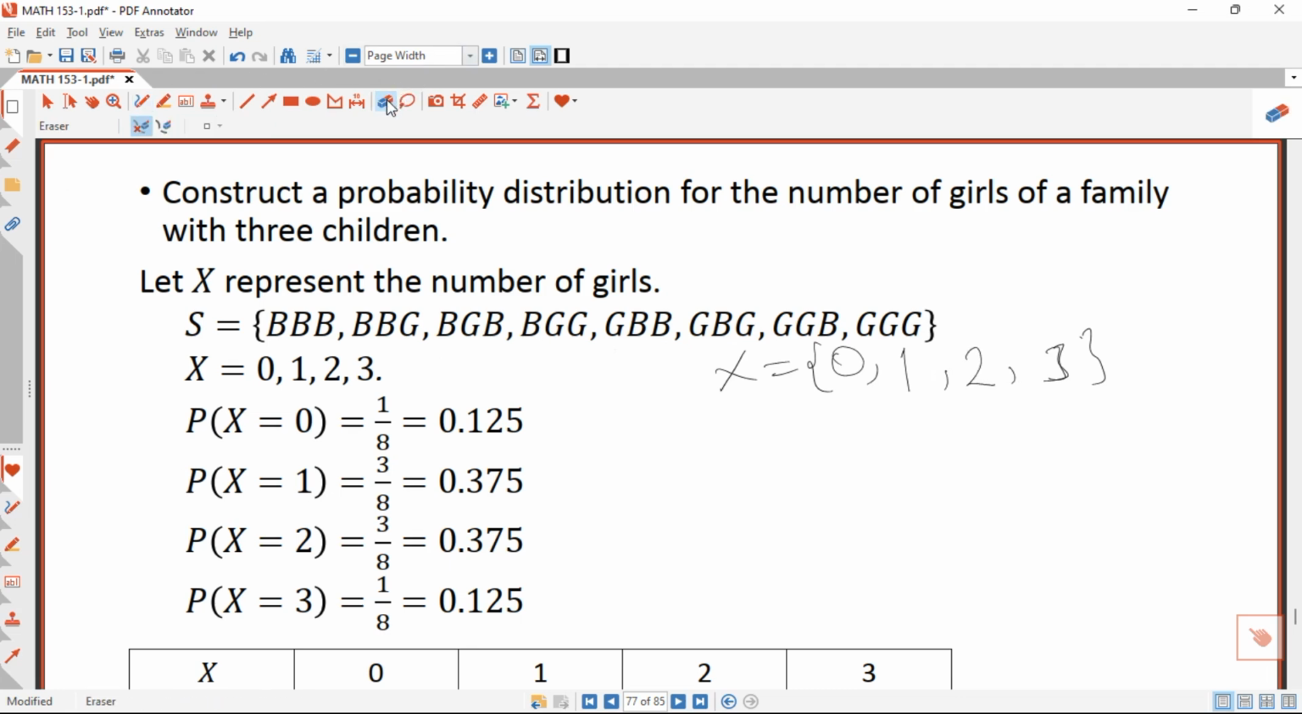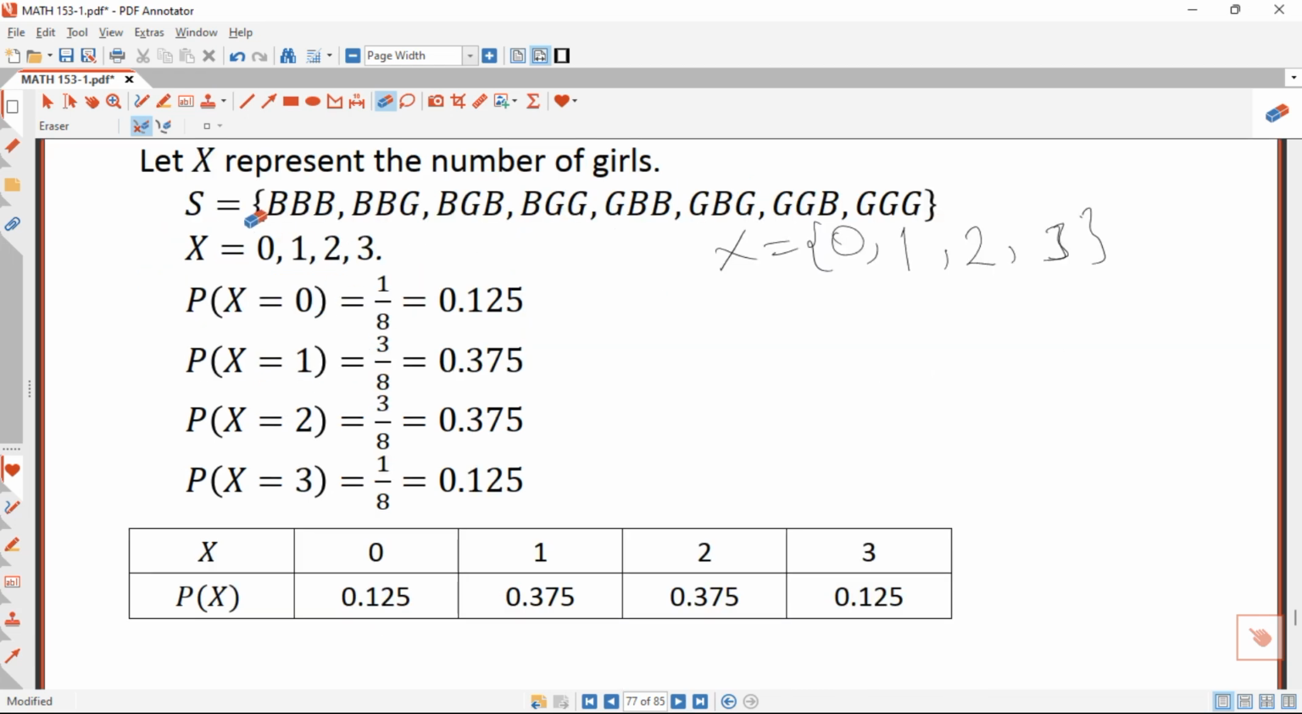So let me continue. Right now, I have my random variable, the x's. So here you have 0, 1, 2, 3, with their respective probabilities. The probability that our x is equal to 0 means we are having 0 girls, and that one is BBB, where B represents the boy and G represents the girl.